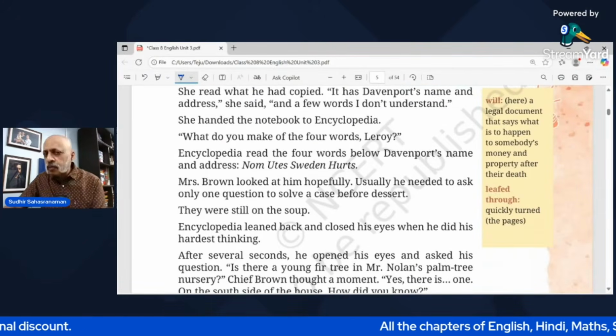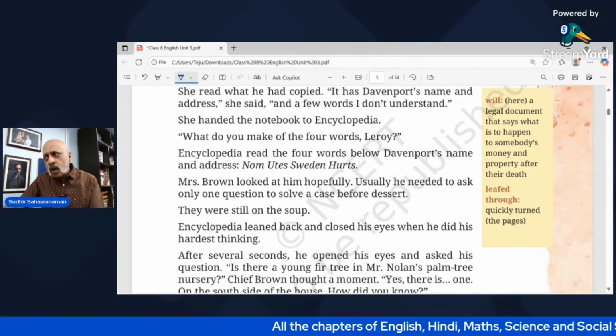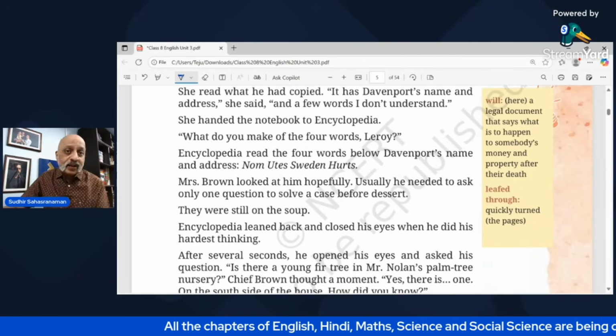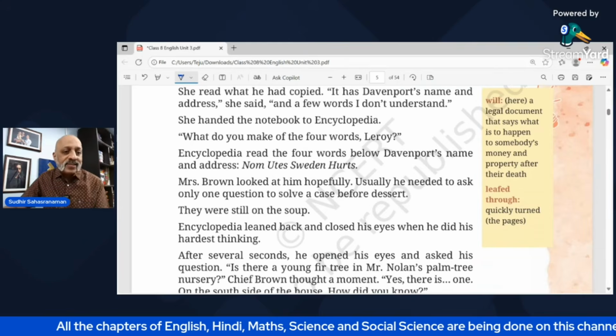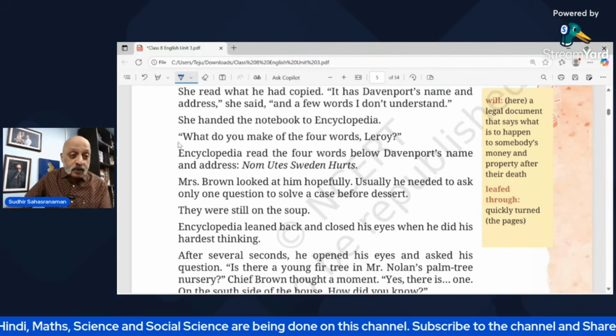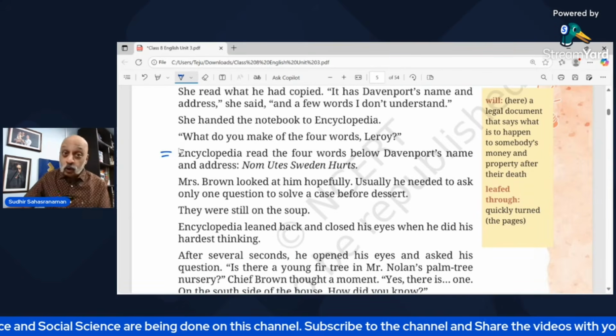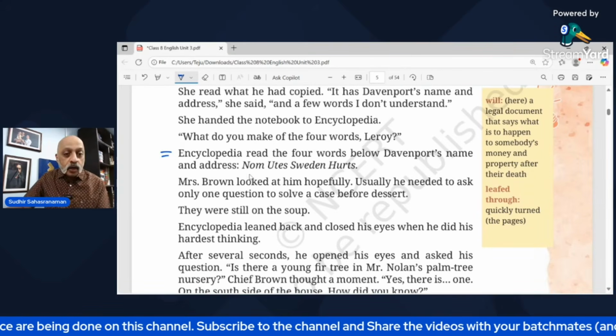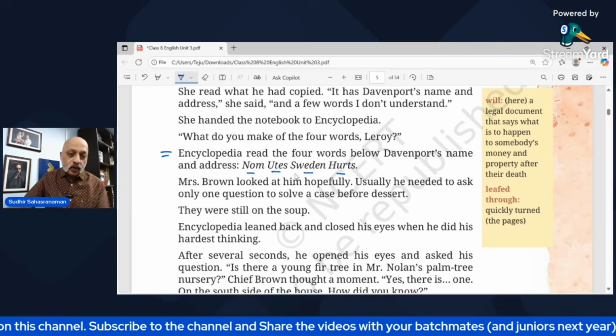Now, in your answers, it would be better that you use Leroy Brown, but you do mention that his name was Encyclopedia. That was his nickname. Encyclopedia read the 4 words below Davenport's name and address. And Encyclopedia, don't go wrong with the spelling. You will lose marks otherwise. Norm Utes Sweden Hertz. Okay, that's it.